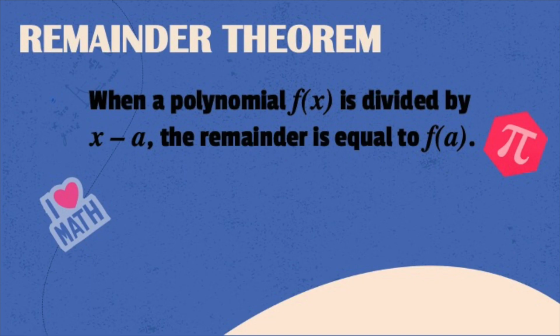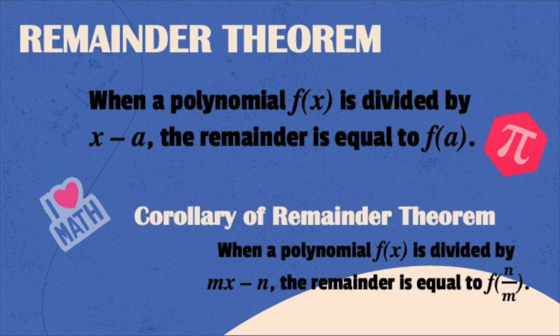The remainder theorem states that when a polynomial f of x is divided by x minus a, the remainder is equal to f of a. Or in other words, class, without doing the long division or synthetic division, you can identify right away the remainder of a division of polynomials by using this theorem.